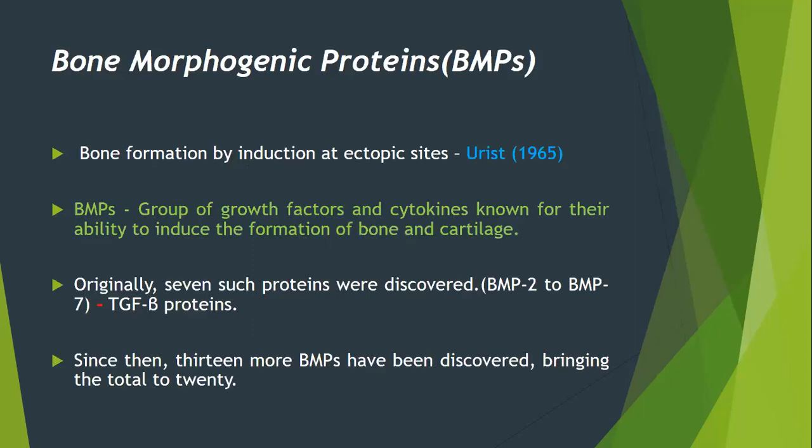Bone morphogenic proteins. Bone formed by induction at ectopic sites. BMPs are a group of growth factors and cytokines known for their ability to induce the formation of bone and cartilage. Originally, 7 such proteins were discovered, BMP2 to BMP7. Since then, 13 more BMPs have been discovered, and today the total is 20.